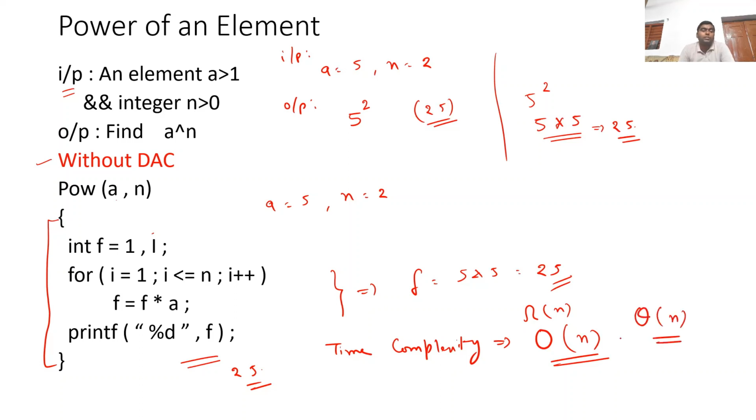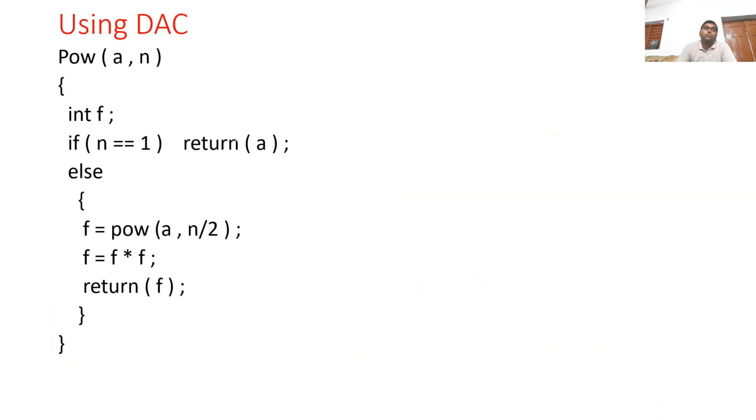Okay, so this is without the divide and conquer approach. Now we will see what effect it will have on time complexity if we solve this with the divide and conquer approach. Okay, what will be the resultant time complexity if we solve this particular problem with the use of divide and conquer strategy. So let us see this with the use of divide and conquer. So this is using divide and conquer. So what is the approach here?